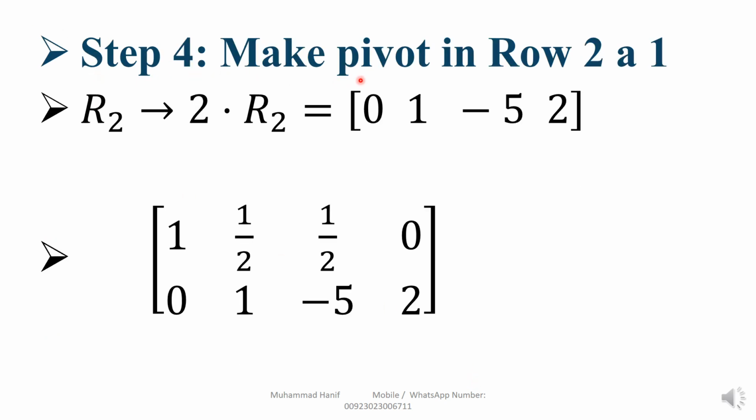Step 4. Make the pivot in R2, row 2, equal to 1. R2 becomes 2 multiplied by R2. Then we get 0, 1, minus 5, 2. We put these values in the second row.